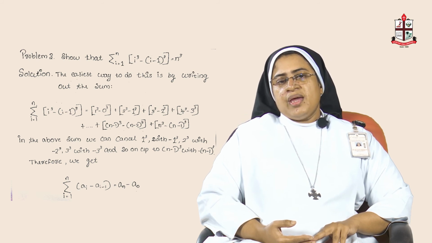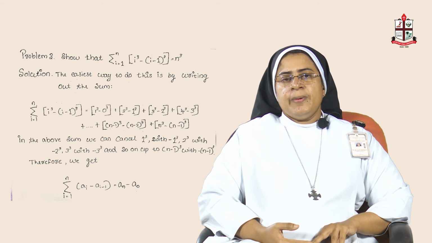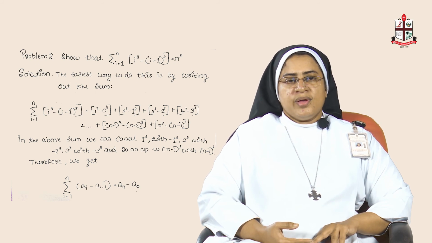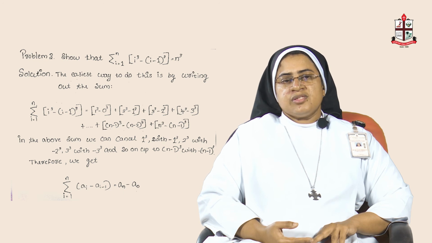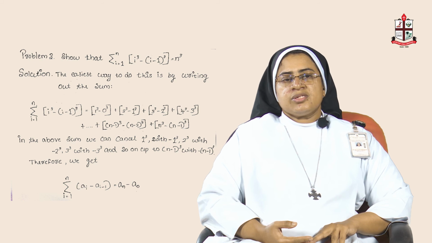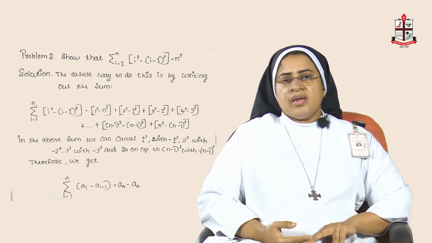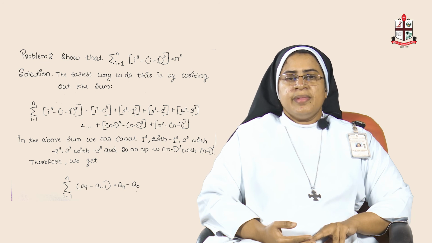So, the easiest way to do it is to expand and write the sum of the given problem. Sigma i equals 1 to n of i cube minus (i minus 1) the whole cube is equal to, giving first i equals 1, you will get 1 cube minus 0 cube, then for i equals 2, 2 cube minus 1 cube, plus the next term 3 cube minus 2 cube, plus etcetera. The last but one term is (n minus 1) the whole cube minus (n minus 2) the whole cube, and the last term plus n cube minus (n minus 1) the whole cube.